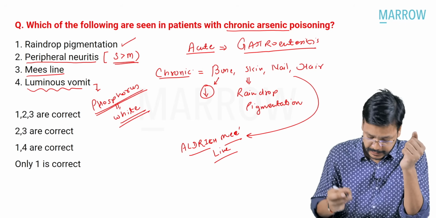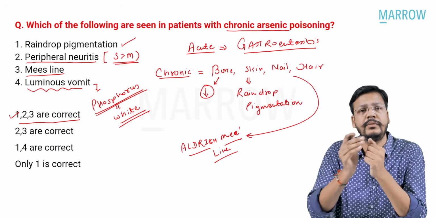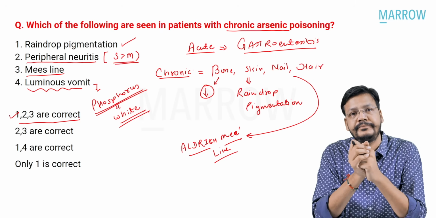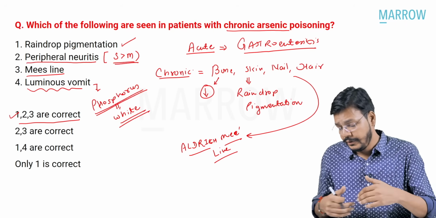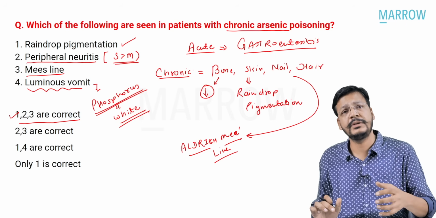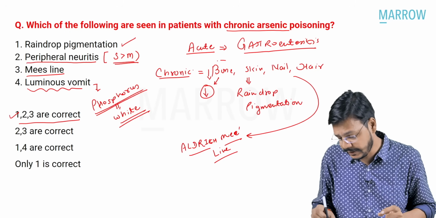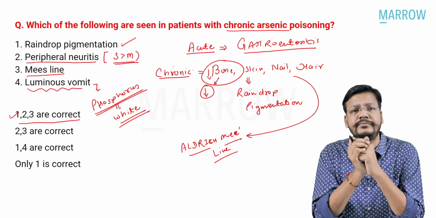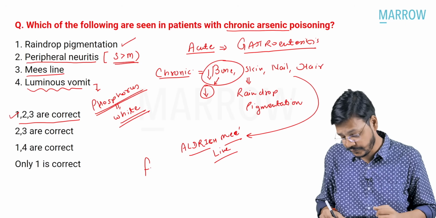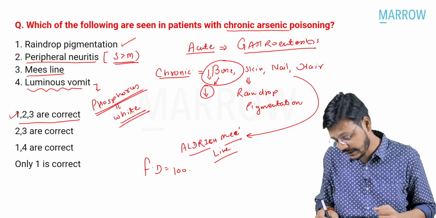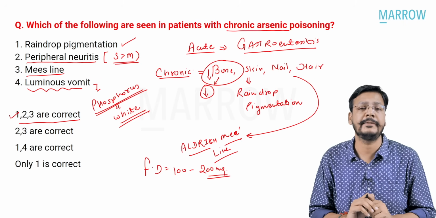So the best answer will be 1, 2, 3. All are correct. And a few students were saying there is one more option, bone marrow depression. If that is there, you can add it because it causes bone marrow depression also. The fatal dose of arsenic is almost 100 to 200 milligrams.